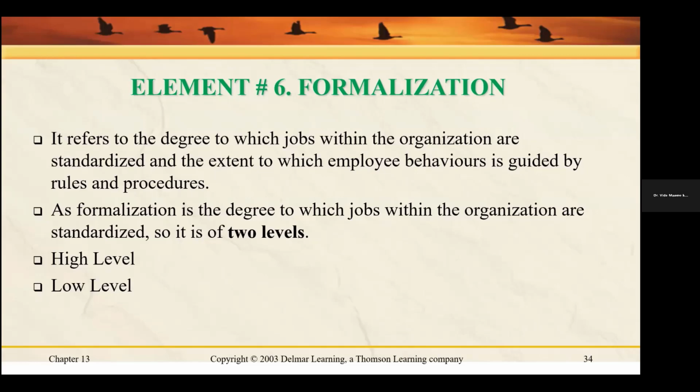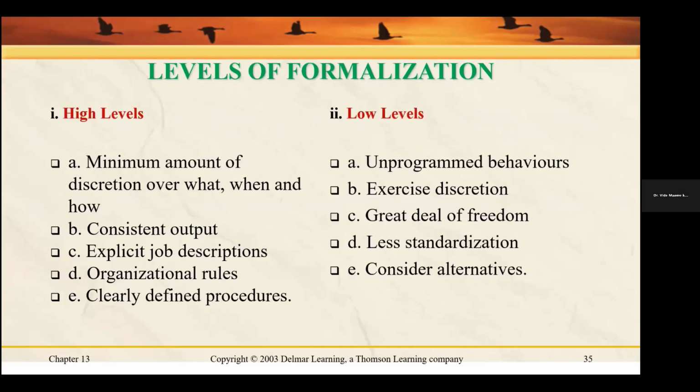With the high level, there's a minimum amount of discretion over what, when, and how. Consistent output, explicit job descriptions, organizational rules and responsibilities, and clearly defined procedures. But at low levels of formalization, you can also use your discretion. There's a great deal of freedom, less standardization, and things that are not necessary. Low formalization considers alternatives, so that we can have more alternatives.